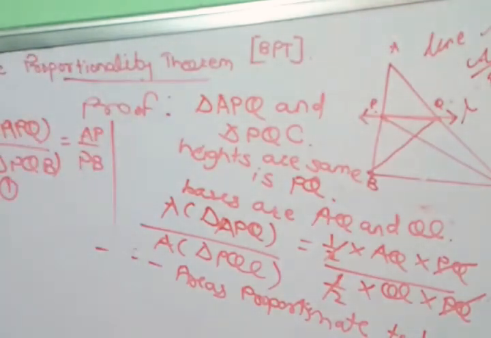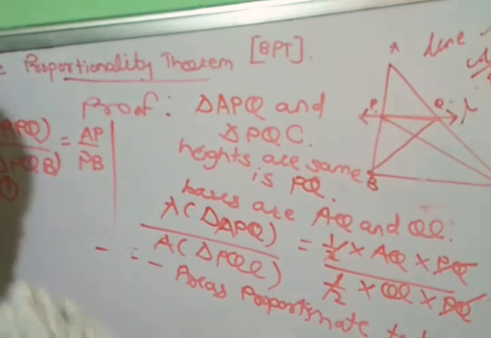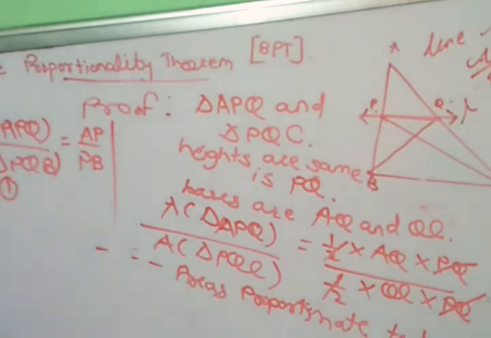Friends, this is the third step of our proof of this theorem. Fourth step of this theorem, we give the area of a triangle APQ by area of a triangle PQC is equal to AQ by QC, which is proportionate to the bases.